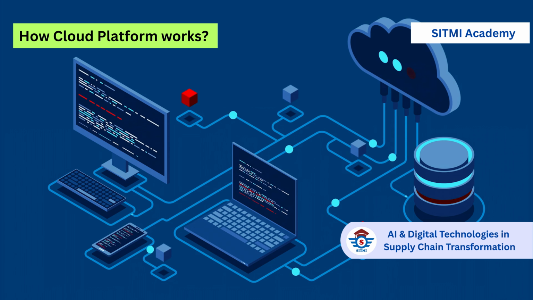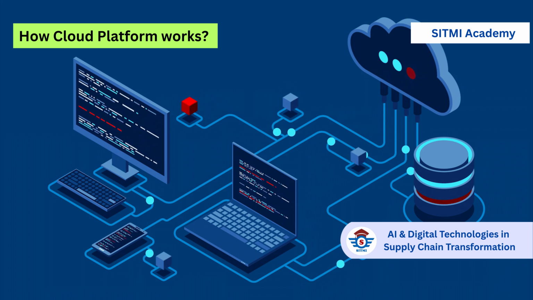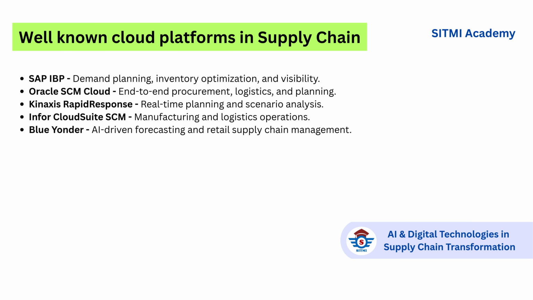Some well-known cloud-based supply chain management platforms used globally include SAP Integrated Business Planning, SAP IBP, widely used for demand planning, inventory optimization, and supply chain visibility. Oracle SCM Cloud covers procurement, logistics, order management, and supply chain planning. Kinaxis RapidResponse, popular for real-time supply chain planning and what-if scenario analysis.